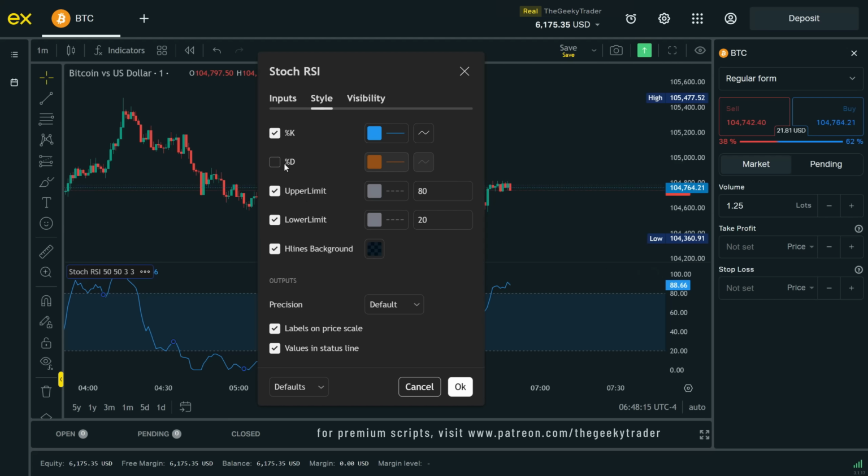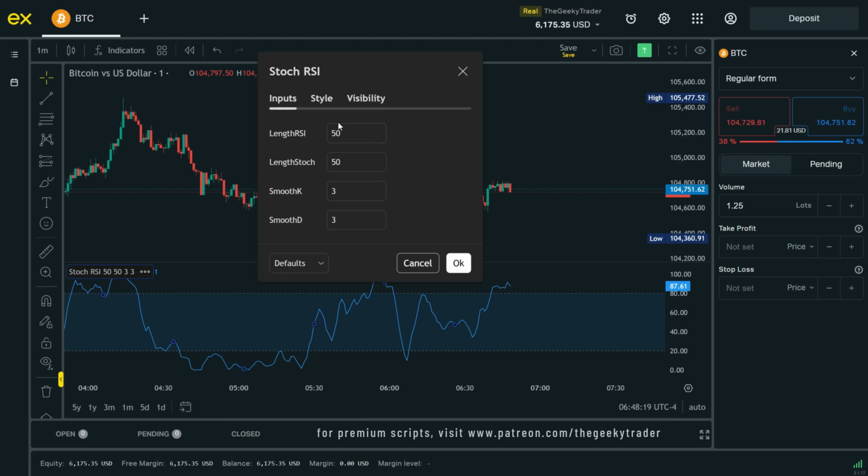Here, simply uncheck the D line. We don't need it for this setup, so removing it makes the chart cleaner and easier to read. Next, adjust the overbought and oversold levels. Set the upper limit, which marks the overbought zone, to 80, and the lower limit, which marks the oversold zone, to 20.